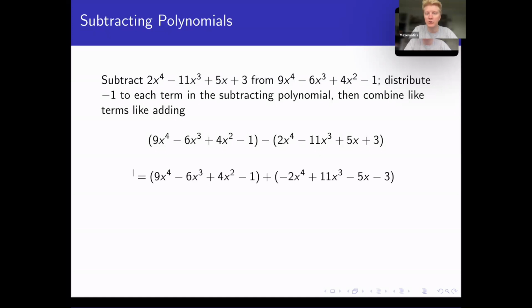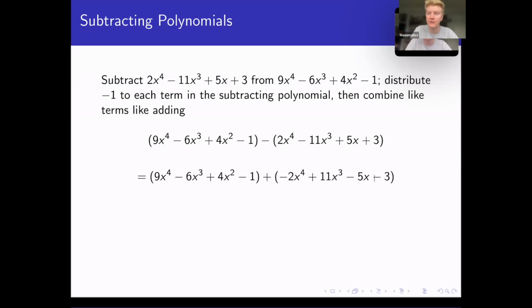And now let's group terms again. So 9x to the fourth, negative 2x to the fourth, negative 6x cubed, 11x cubed. Well, here, notice that we have a 4x squared, but we don't have an x squared term here. And that's okay. It just means there's nothing to combine with it. It's just going to stay itself. And likewise, we have a negative 5x here with no x term over here. And that's still okay.